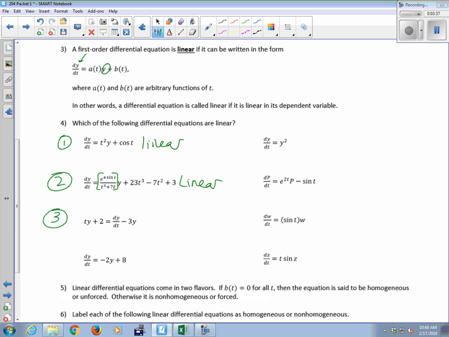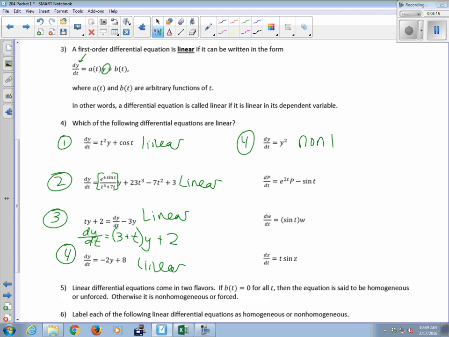Okay, how about this third one? Yes, it might help if you solve for dy dt so that it looks like 3 plus t times y plus 2. Yeah, so that's definitely linear. Function of t times y to the first. How about dy dt equals negative 2y plus 8? Yes. Yep, that's linear. We just have a y to the first. Okay. dy dt equals y squared? No. Right? y squared is not linear in y.